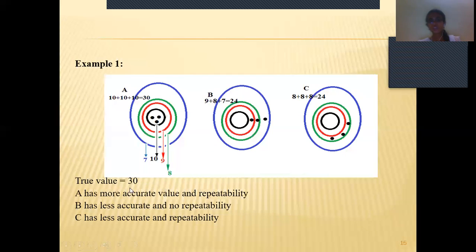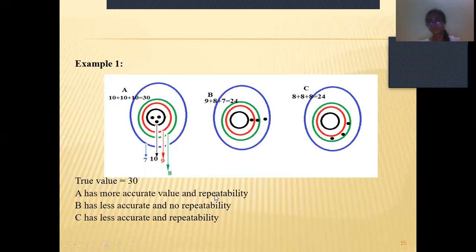So what is the true value? What should we get? The true value is 30. So person A is more accurate, 30 out of 30 points he got. It is more accurate and also the values are repeated. Precision is nothing but, for all the times of the experiments we have done, we should get the same value. See here, 3 times he shot the arrows and all 3 times he got the same points, that is 10, 10, 10.